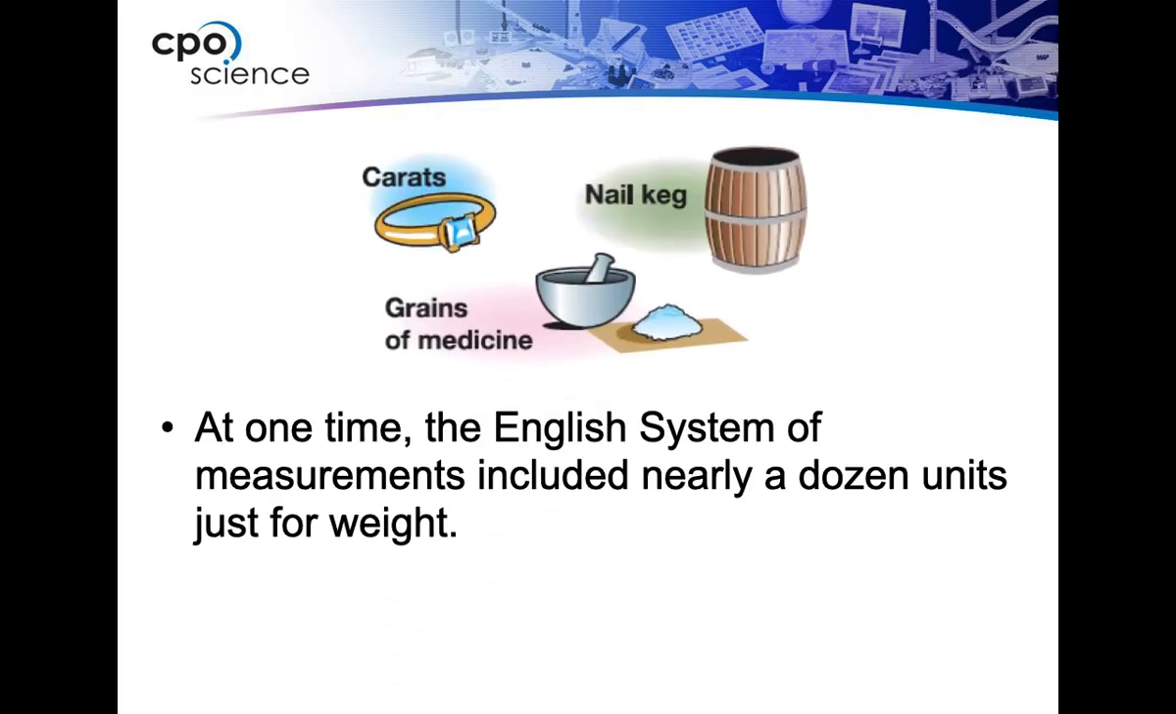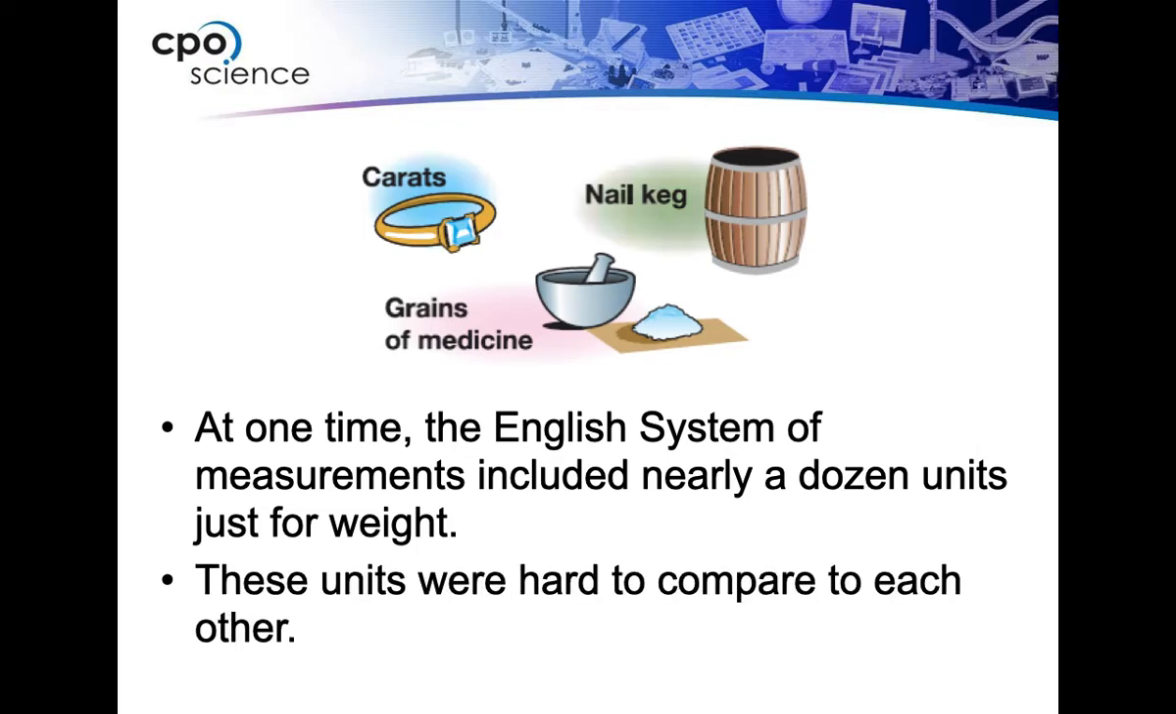So at one point in time, way, way long ago, the English system of measurement was used in many places. It included dozens of units even for just weight. So your book shows you these pictures here. So they use carats, which we may be familiar with because if you buy jewels, they're measured in carats. They use grains of medicine. They use something called a nail keg. So there was lots of different measurements used just even for weight.